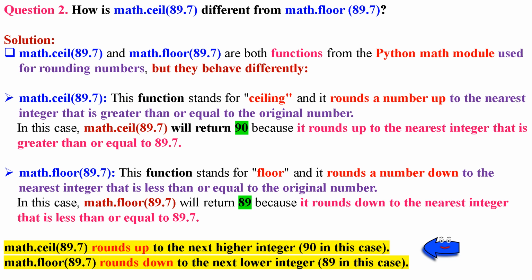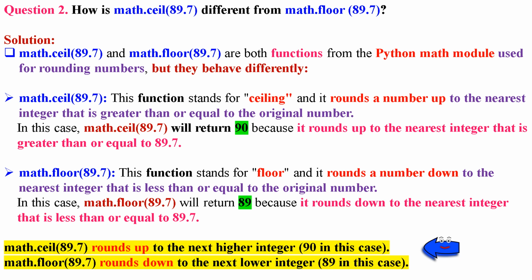Math.ceil of 89.7. This function stands for ceiling and it rounds a number up to the nearest integer that is greater than or equal to the original number. In this case, math.ceil of 89.7 will return 90 because it rounds up to the nearest integer that is greater than or equal to 89.7.